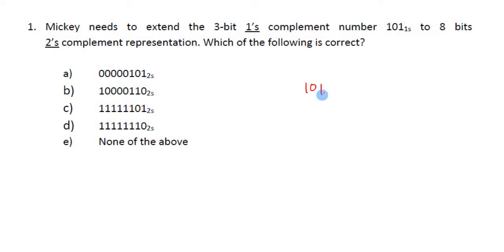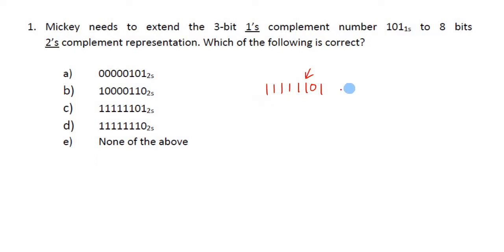In a ones complement number, the sign bit is always represented by the most significant bit. So in this 3-bit number, the 1 at the most significant bit location is actually the sign bit, so we know this is a negative number. To extend this to 8 bits, we just do a sign extension, so this will become 1111 over here.